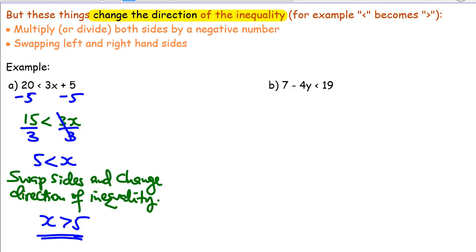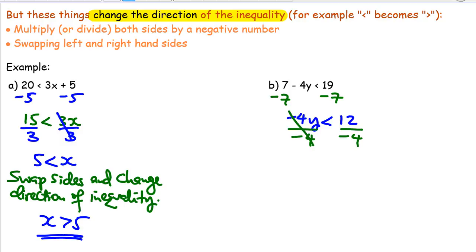So, just following the same process, subtract 7 from both sides. So what I'll end up with is negative 4y is less than 12. The opposite of multiplying by negative 4 is dividing by negative 4. So let's go ahead, divide by negative 4, negative 4.